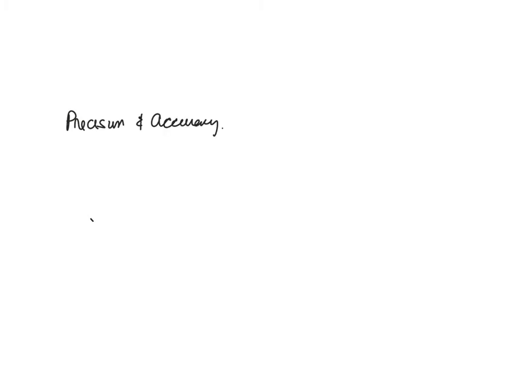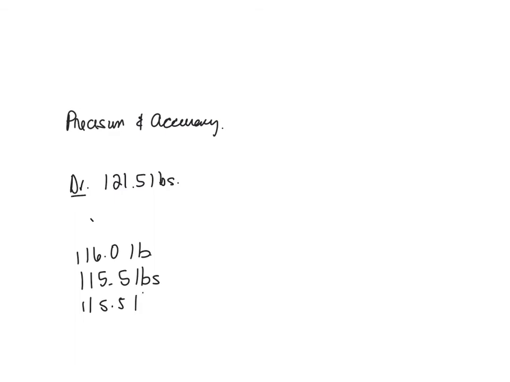So let's say I go to the doctor's office and they weigh me as 121.5 pounds. Now I go and sit on my weigh scale and it says I weigh 115.5 pounds, and then I get on there 3 times. I weigh 116.0 pounds, and then I weigh 115.5 pounds. Now I'm really tickled to death. I like this weight better, right?